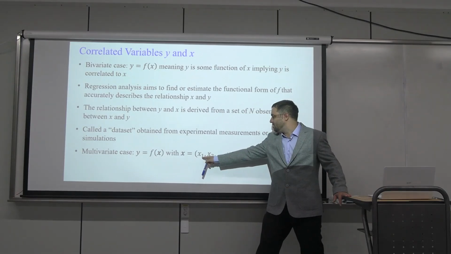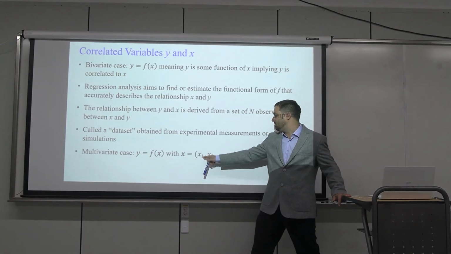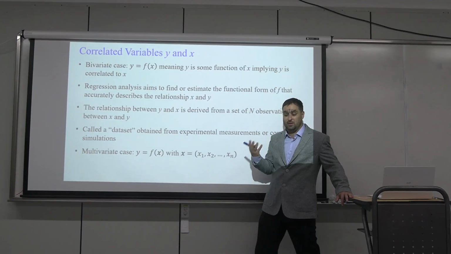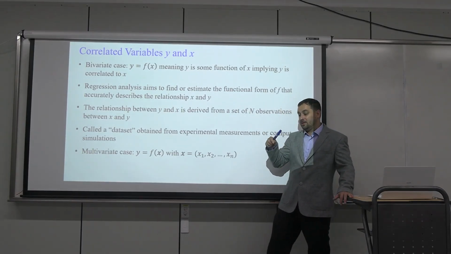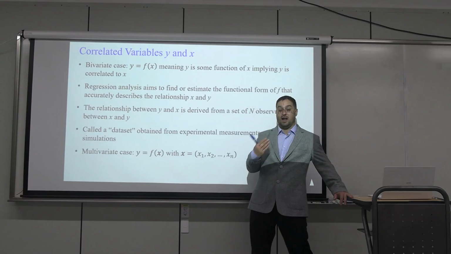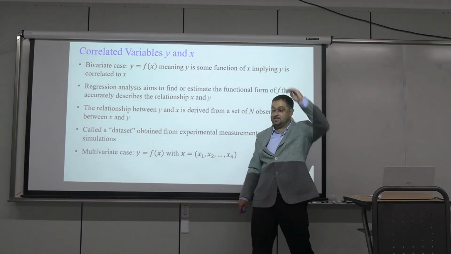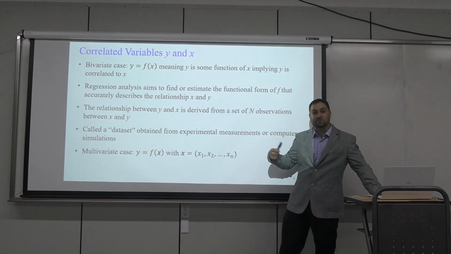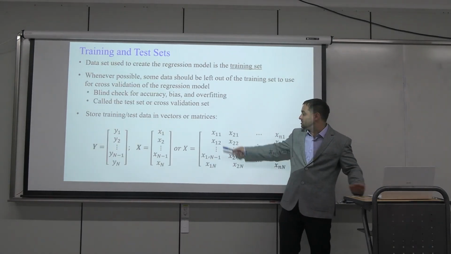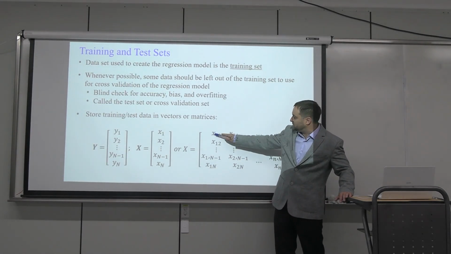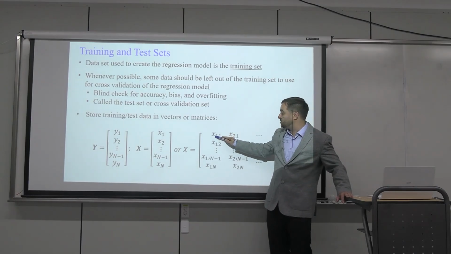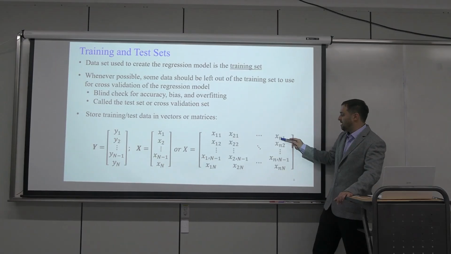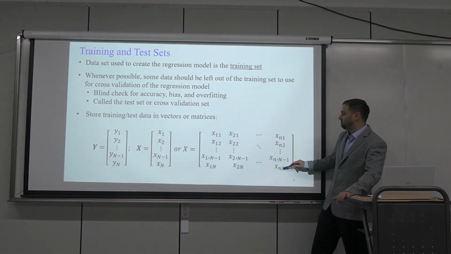Okay, and this goes back to the multivariate case. We have different variables. For example, if we're collecting data on a population of people, x1 might be their age, x2 might be their height, xn might be their weight. So we have different input parameters to our model. So we have our n observations of our first input variable, n observations of our second input variable, and then for our nth input variable, we have our n observations.